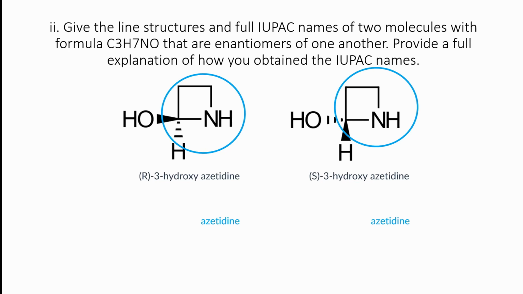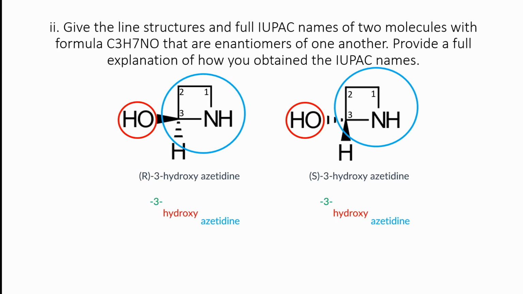Next, I looked at the functional group. For this molecule, there is one OH coming from the ring, which in this case is a hydroxy group. Now I need to decide where on the molecule the hydroxy group is situated. Starting at nitrogen, I went around the ring, giving each carbon a number until I got to the hydroxy group. In this case, it is on carbon 3.